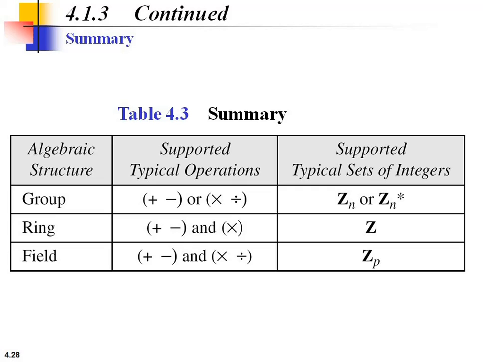So just to summarize, there are three types of algebraic structure: groups, rings and fields, and the different operations that are supported are plus, minus and multiplication and divide in case of groups. For the ring, only these operations are defined: plus, minus and star, the multiplication. And for the fields, all the four operations are supported: addition, subtraction, multiplication and division. And on the third column we have shown the supported type of set of integers. So the group supports both Zn and Zn star, ring supports Z, and the field supports Zp, where p is a prime number.